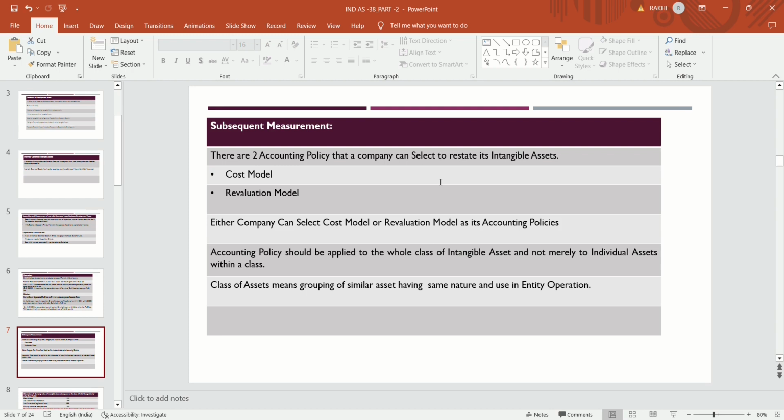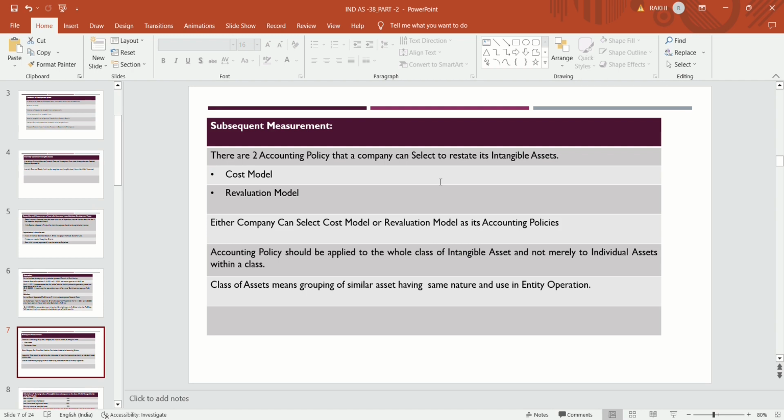Like there is a copyright, there is a patent, there is a brand. So it is applied to brand 1, brand 2, brand 3, brand 4. So this is the whole class of asset. So if any accounting policy the entity should adopt, it will be adopted to apply to the whole class of the asset, not to an individual asset.